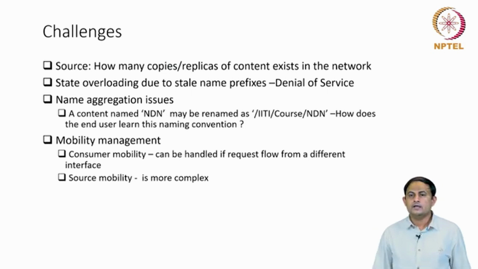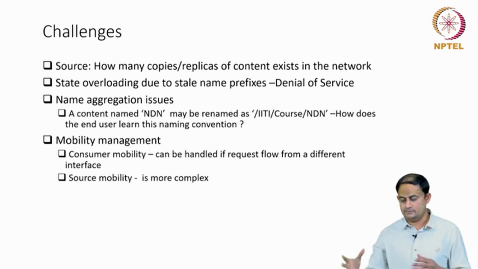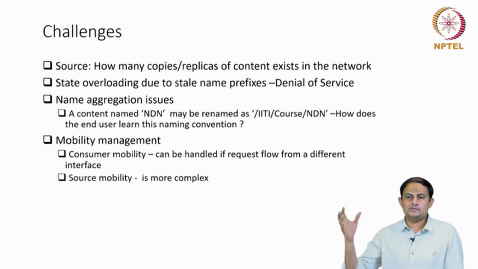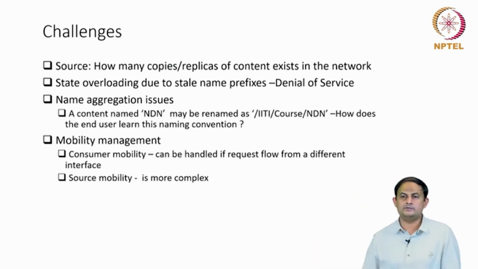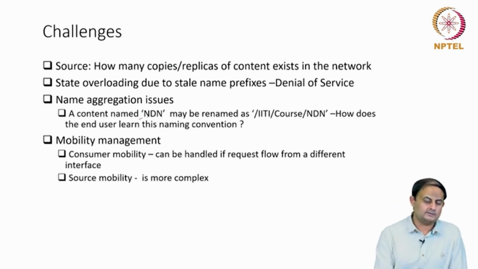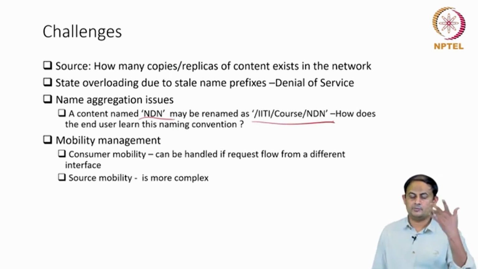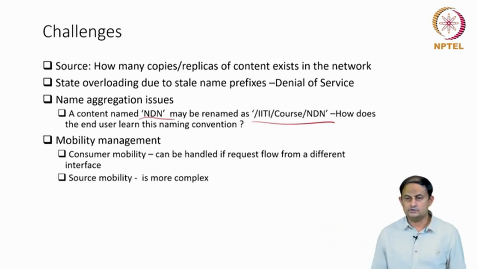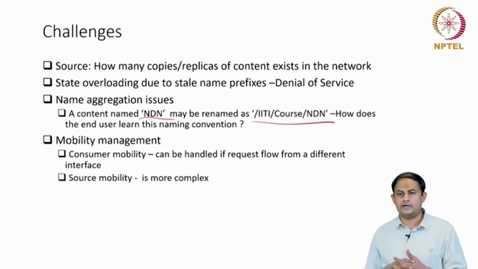Another challenge the ICN network brings is this: when the content is produced, it will be named with some name, and another service or entity which is oblivious to the producer can actually change the name of the content. For example, whatever is NDN for the producers might be renamed at a subsequent point of time, to bring some structure to the naming, to something like IITA/course/NDN. If the consumer does not understand this renaming mechanism, then he may not be able to get the content.